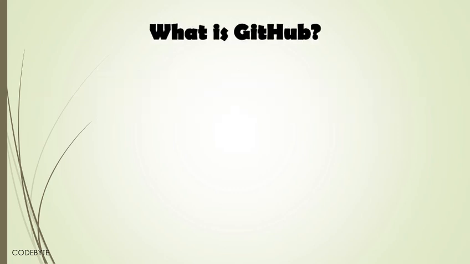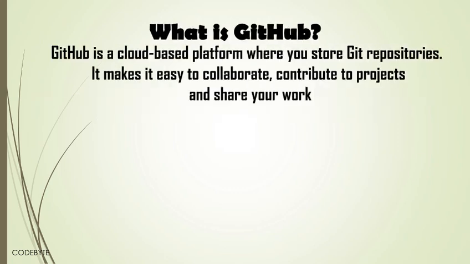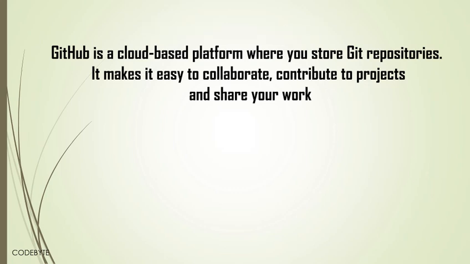So what is GitHub? GitHub is a cloud-based platform where you store Git repositories. It makes it easy for you to collaborate, contribute to projects, and share your work with other people. Just think of Git as a notebook where you write notes, and think of GitHub as your Google Drive where you share and save them.